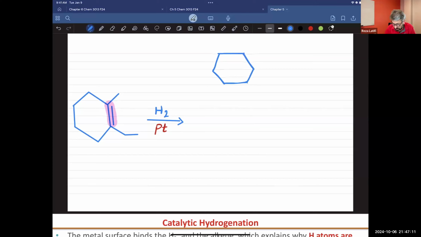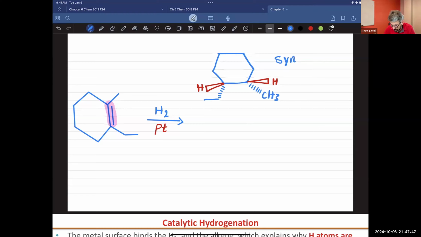So let's say addition happened from the top, these two groups, the methyl, and then here I'm going to say this one will be the ethyl. Okay, and both hydrogens will be added to the top of the molecule. So we will have hydrogen there and another hydrogen here. Okay, and those hydrogens are pointing to us, and here we have CH3 and ethyl. Addition happened from the top and from the same side, and that's the reason we call it syn.